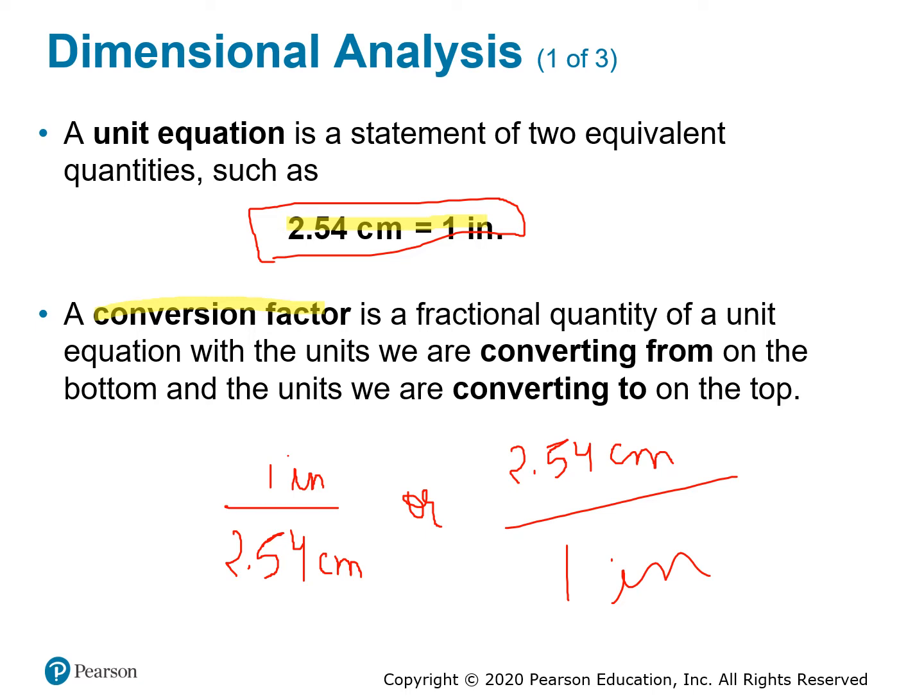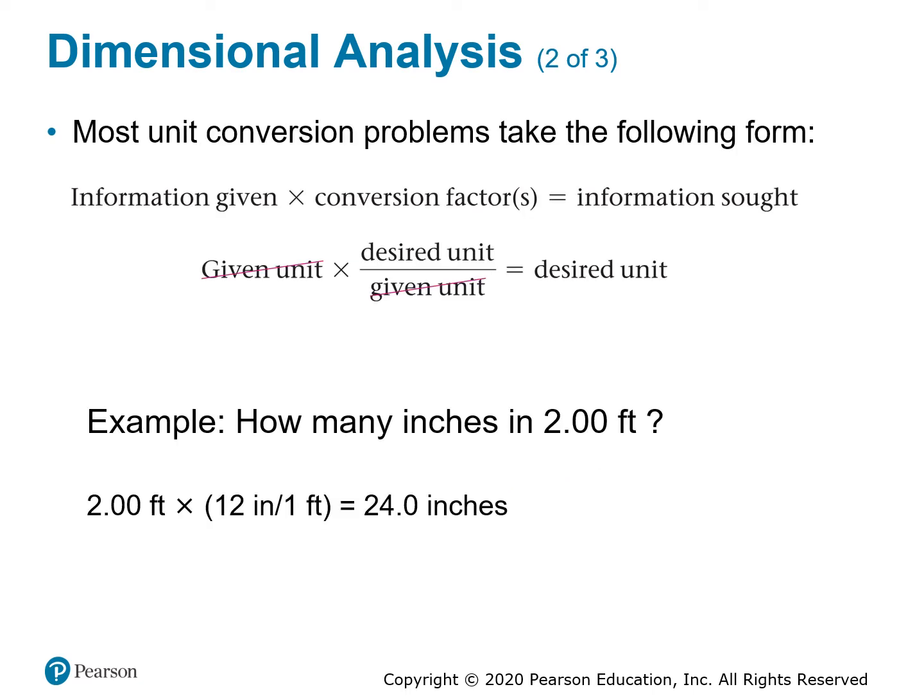Whatever you're finding out, for example, if you're calculating some value in inches, you'll put inches on top. If you're calculating something in centimeters, you'll put the centimeter on top, and I'll explain that in an example to demonstrate the same point. Most unit conversion problems take the following form. You have given information, you use the conversion factor or factors, and then you find your desired unit, or the information you were looking for to begin with. So given unit times desired unit divided by the given unit. The given unit will get cancelled and you'll have your desired unit.